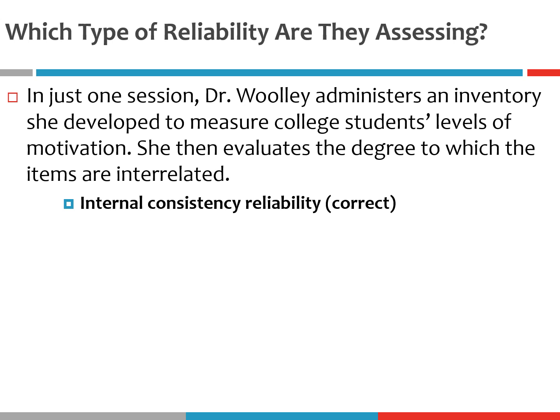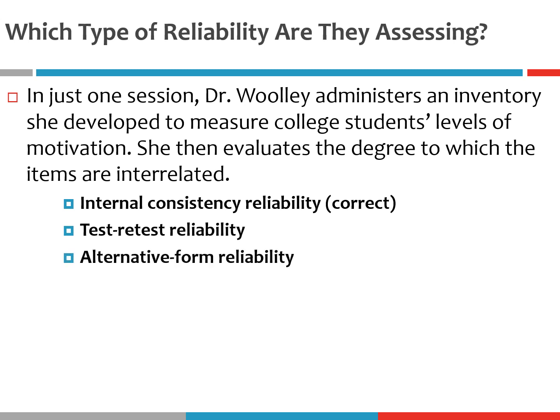Do they measure the same thing? And therefore it has to be internal consistency, and the measure would be Cronbach's alpha. You would want 0.80 or higher. It can't be test-retest because it's only administered once, and it can't be alternate forms because there's only one form. So it has to be internal consistency in this scenario.